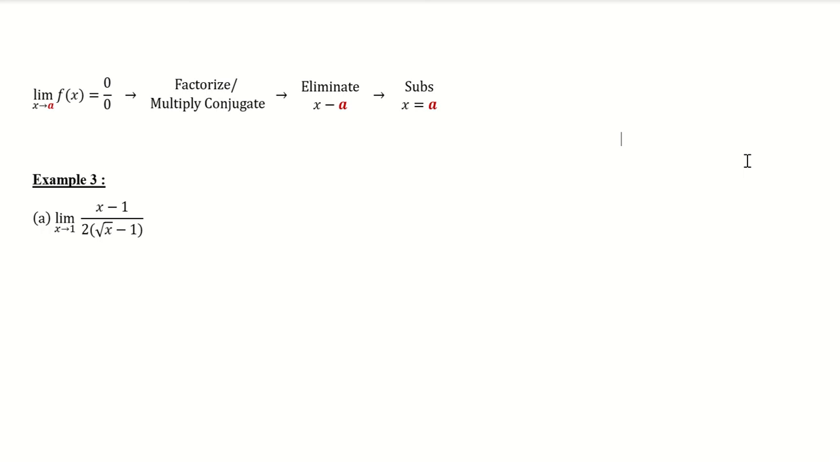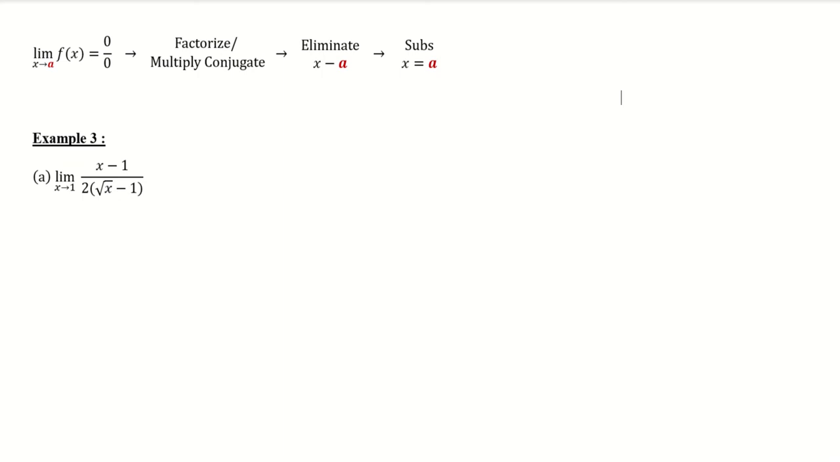Okay, example 3. Still about 0 over 0. So the first one, we want to find the limit as x approaches 1 for the function x minus 1 over 2 times square root x minus 1. Alright, so for this question, if we substitute the limit directly, which is 1, we get 1 minus 1 over 2 times 1 minus 1, which is 0 over 0.